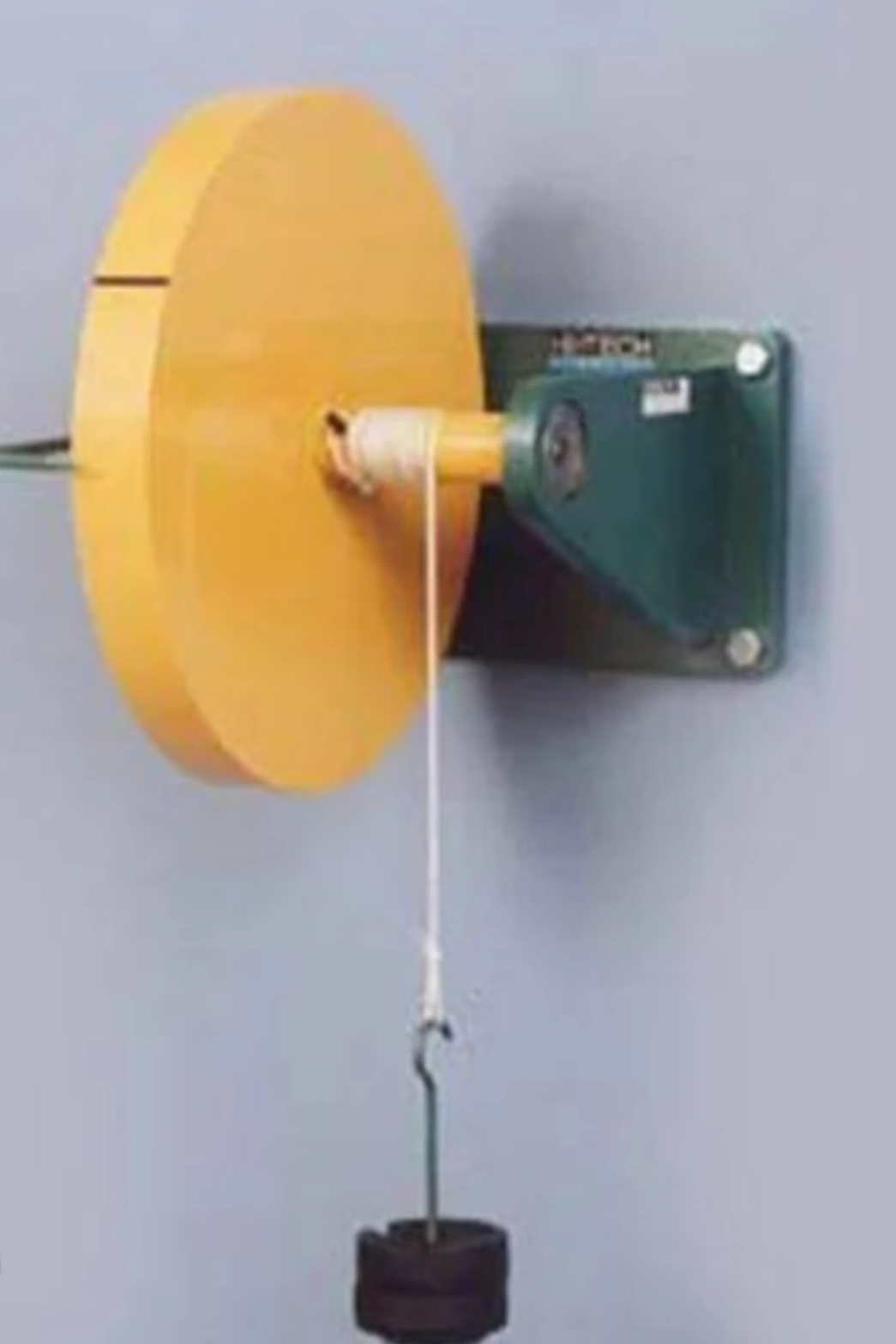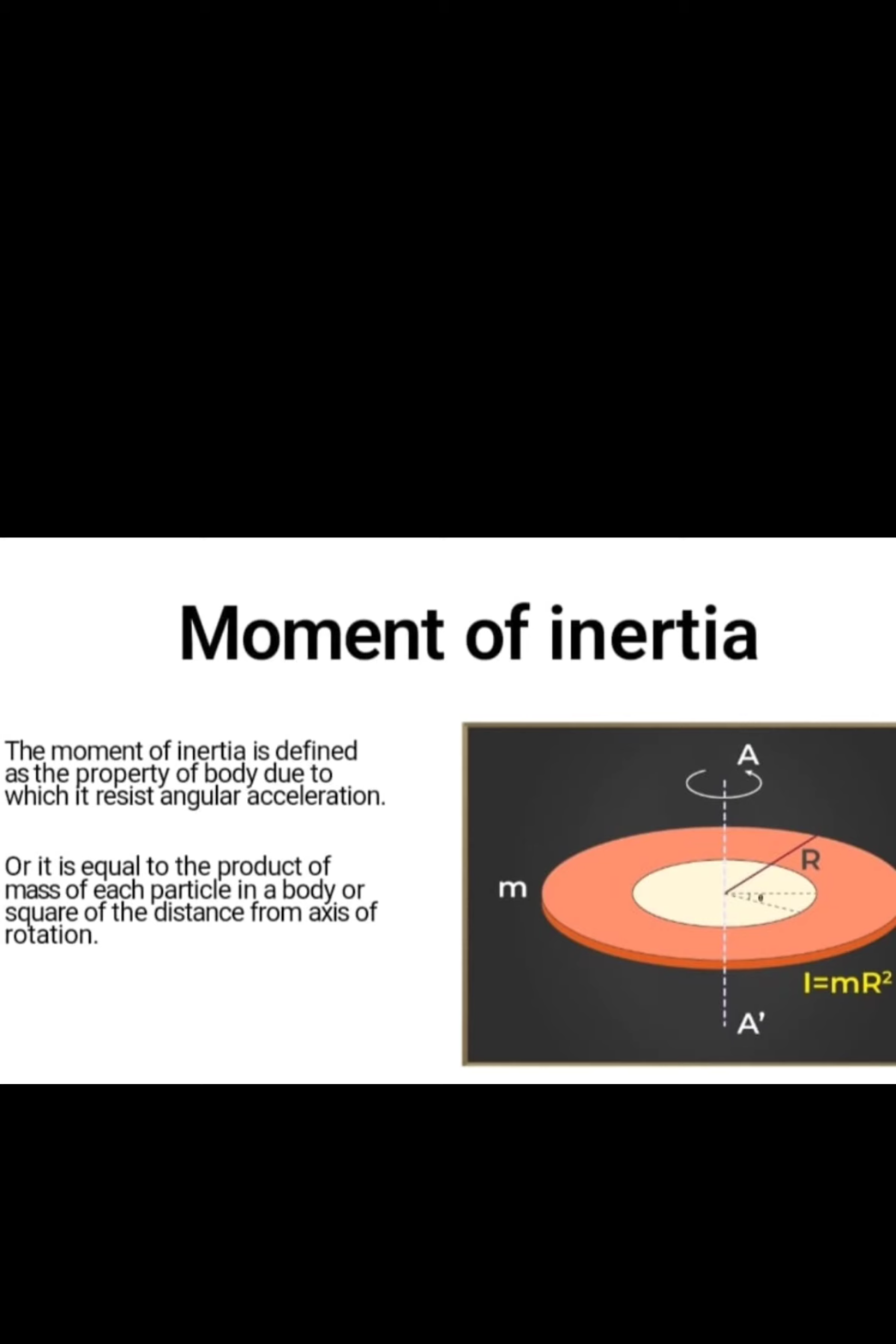But before starting this topic, we all have to know what a moment of inertia is. Moment of inertia is defined as the property of a body due to which it resists angular acceleration. Here, moment of inertia I is equal to mr square, where m is the mass of each particle in the body and r is the distance from the axis of rotation.